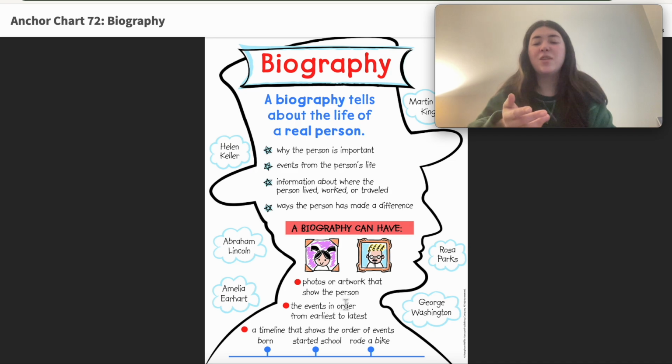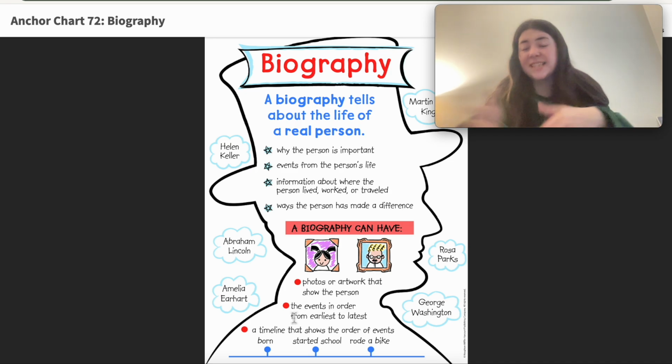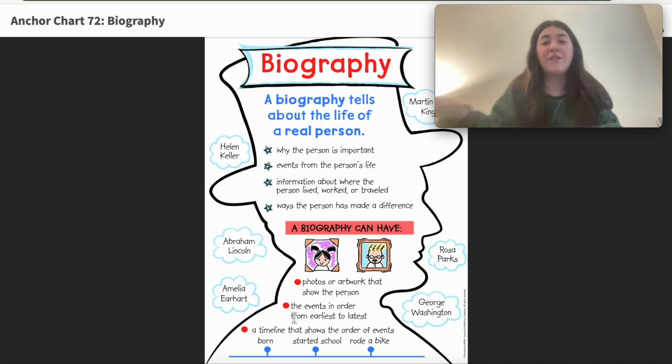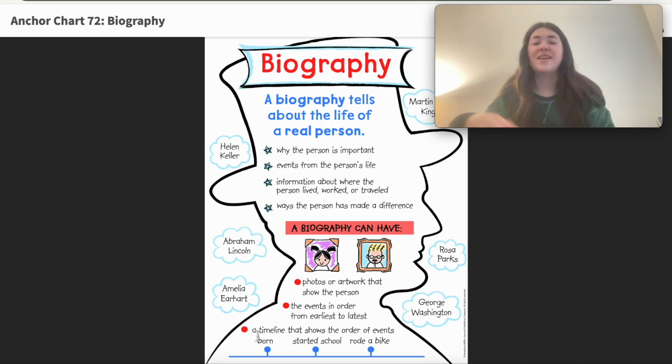We had the events in order from earliest to latest. So we had her first ever time she started flying to the very last things that she did. And then a timeline that shows the order of events. So we had that timeline as we were reading.